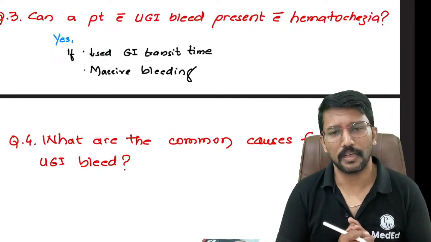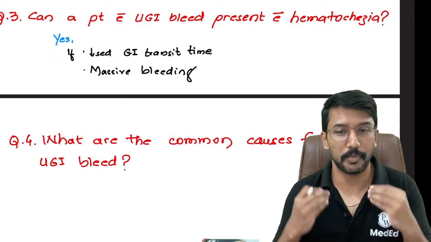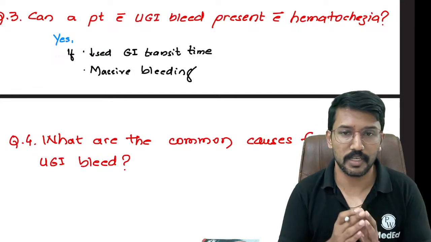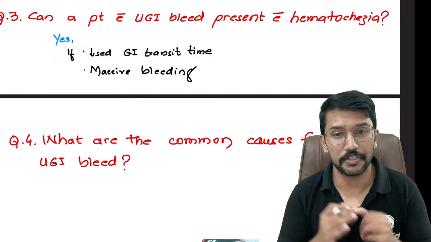Now my question is, how will I differentiate in such cases, like a patient presenting with hematochezia? What should I think of? Whether it is an upper GI bleed or a lower GI bleed? How do I differentiate between these two?